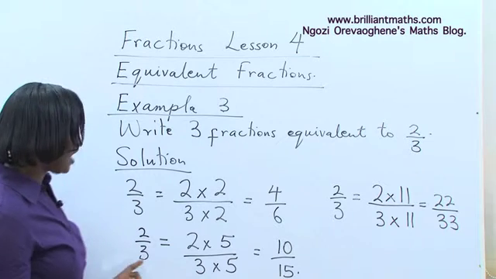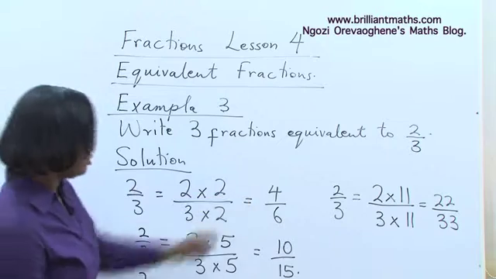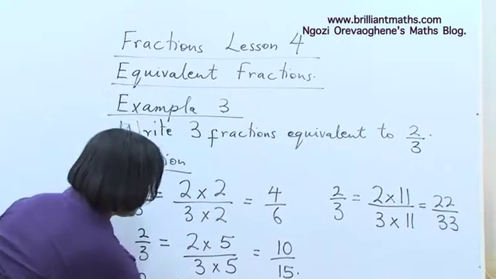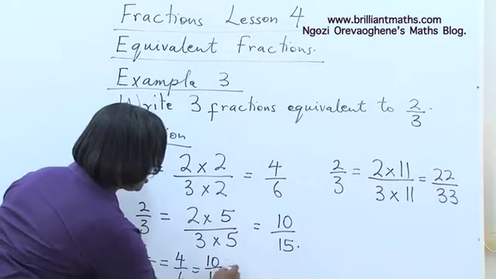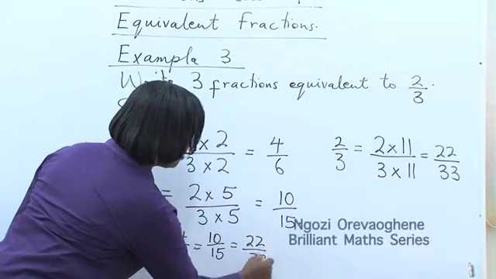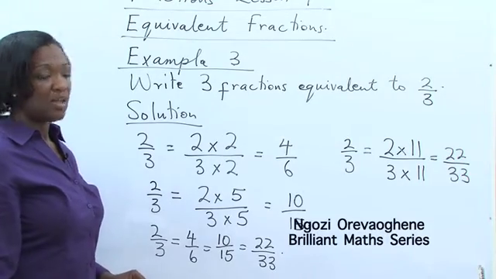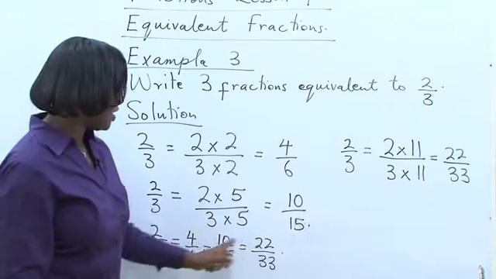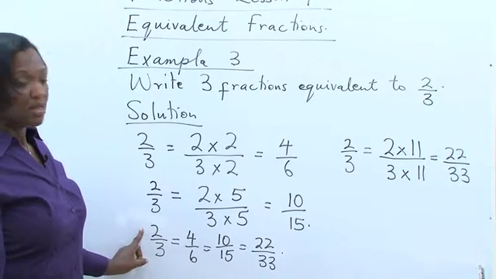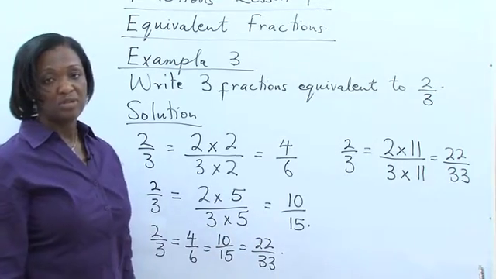So in essence, we are saying that 2 over 3 is equal to 4 over 6, and that's equal to 10 over 15, and is also equal to 22 over 33. These are all equivalent fractions. If you reduce these ones to their lowest terms, you will get 2 over 3. These four fractions are worth 2/3.